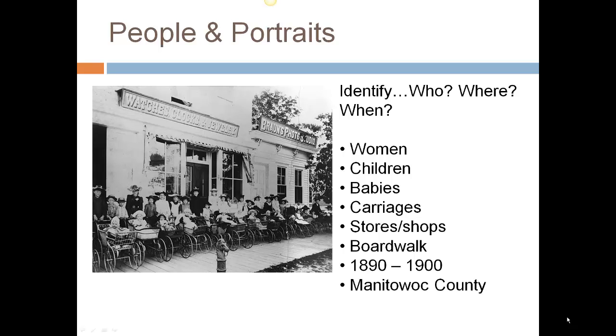This next example is a little more complicated. There's a lot happening in this photo, so how can we break it down to create a useful title? Let's look first at the who, where, and when. We can see a large group of women and children lined up on a sidewalk in front of some shops, and from our records, we know that this photo came from somewhere in Manitowoc County between about 1890 and 1900.